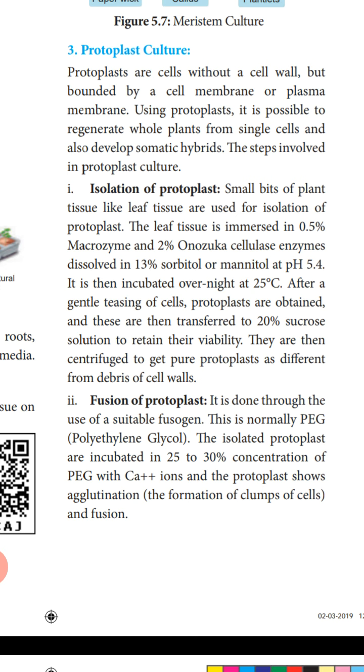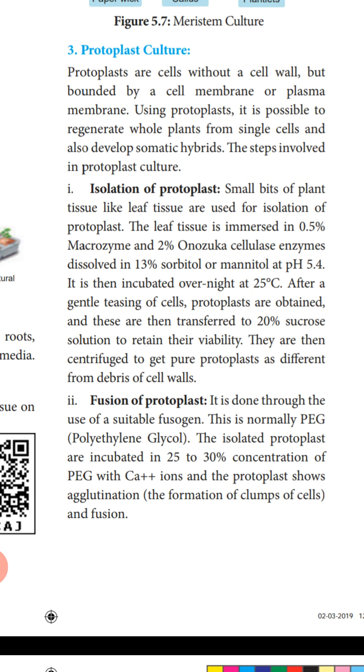Next, what is done? It is being centrifuged. Okay, so here when the centrifugation is done, what will happen? The debris will remain on the top and the protoplast will be present at the bottom. So here the debris and the protoplast will be separated.